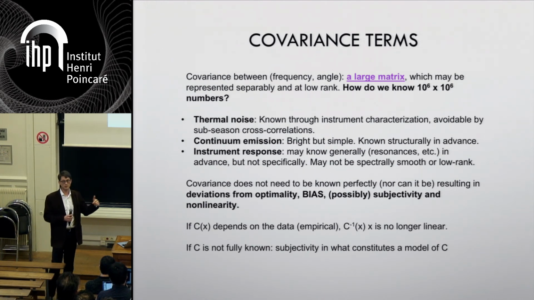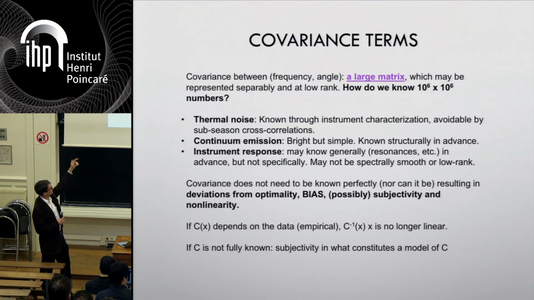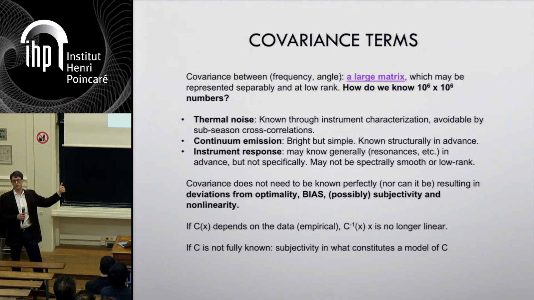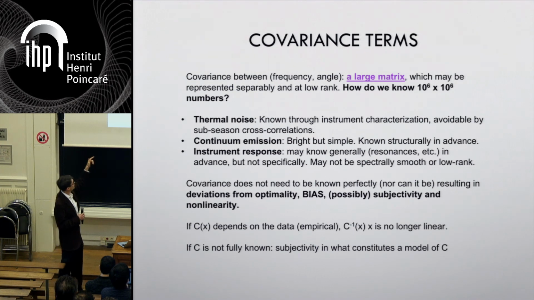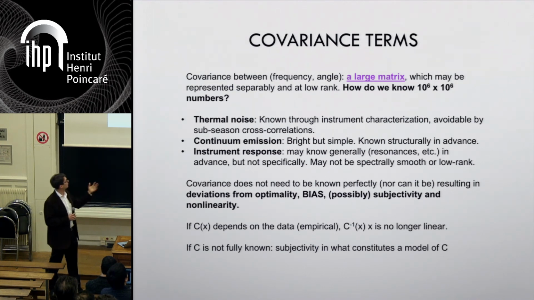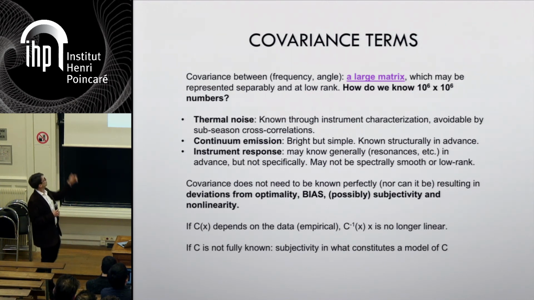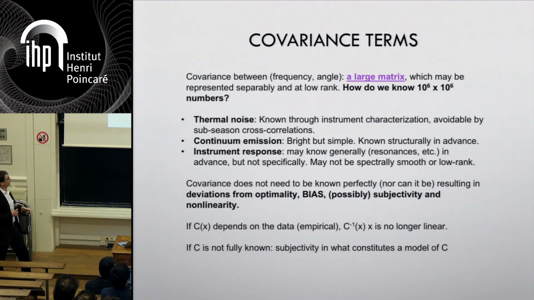So if we look at what's in that matrix, well, there's thermal noise. That can be known reasonably well through instrument characterization. And you can actually avoid that in the estimator by cross-correlating subseasons. There's continuum emission, which is likely quite spectrally simple and arguably known pretty well in advance. But then the real challenge, I think, is in the instrument response. And this may be known in some generality, say passband structure or beam, but it may not be known specifically well enough to form the covariance to do the analysis.